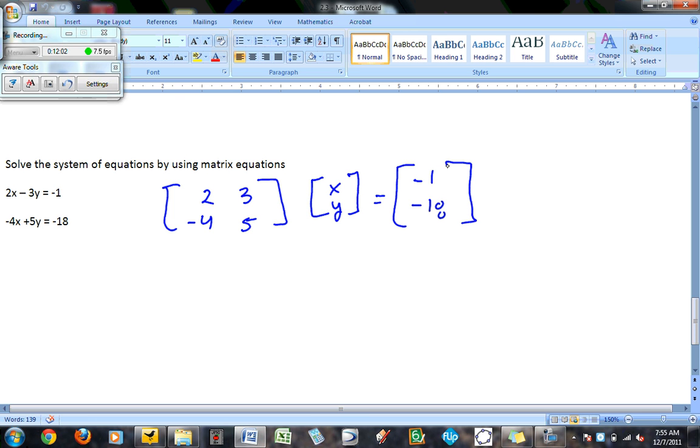So if I multiply these two, I'd get 2x plus 3y, and see how it's the same thing, and the same thing at the bottom, row by column, -4x plus 5y. That's how we can get away with writing it.